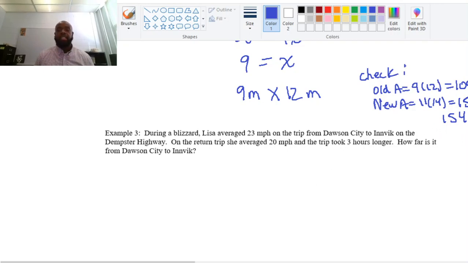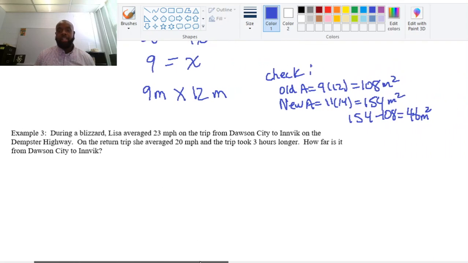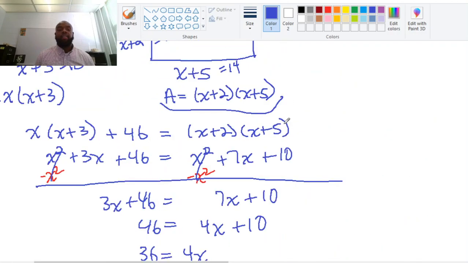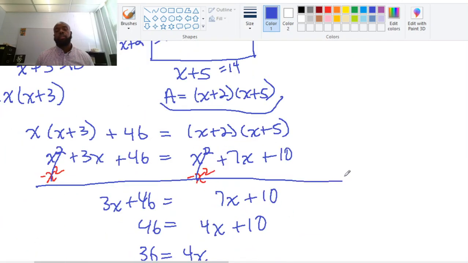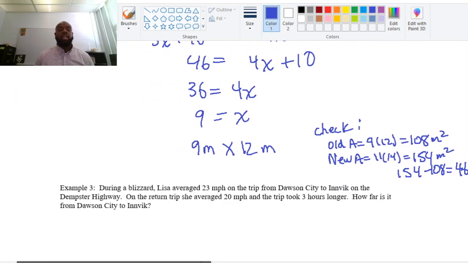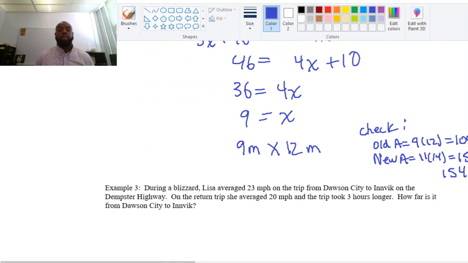And I know you can't see much of that there, so I'm going to show you what I did. Again, what I did there is I did 9 times 12, which is 108 for the old area. The new area is 11 times 14, which is 154. And then I subtracted because it said that the area of the new field is 46 square meters larger than the area of the old field. All right, so that is that example. Let's look at our next example here.